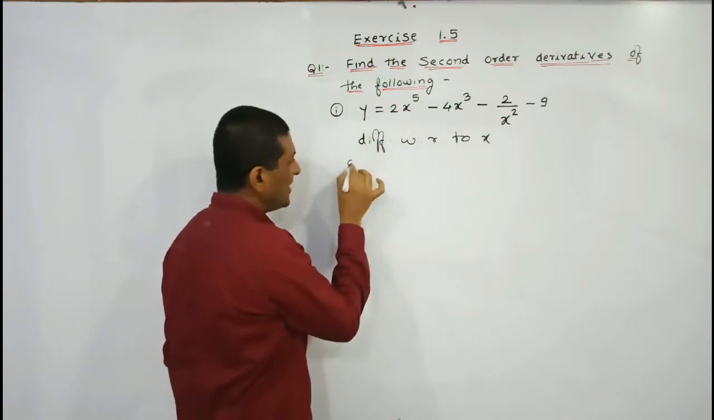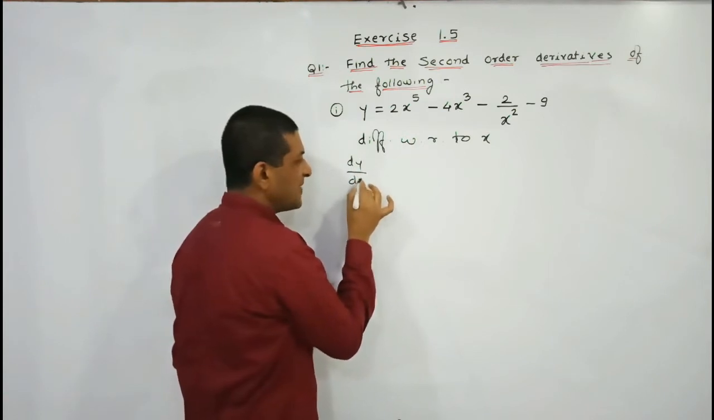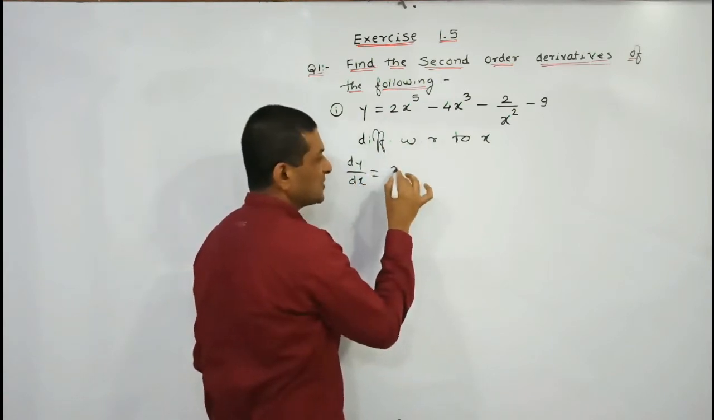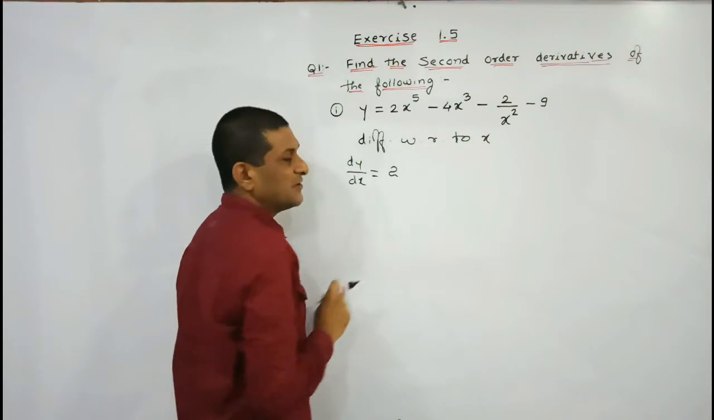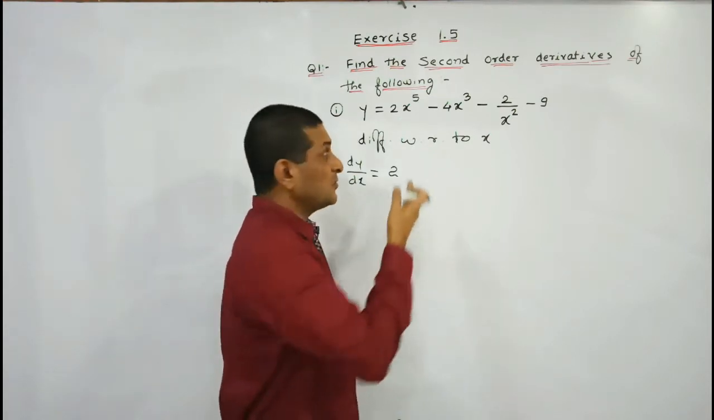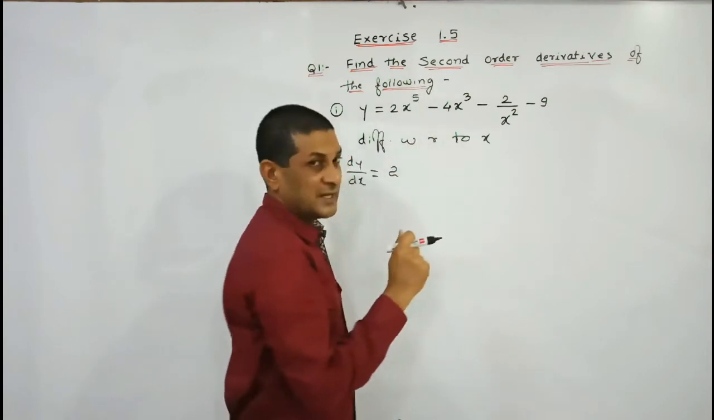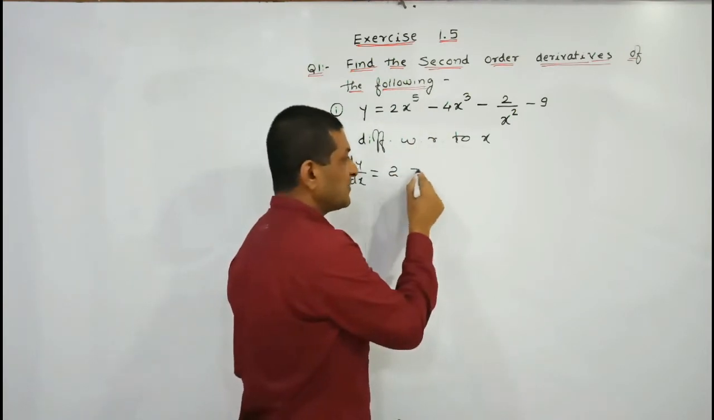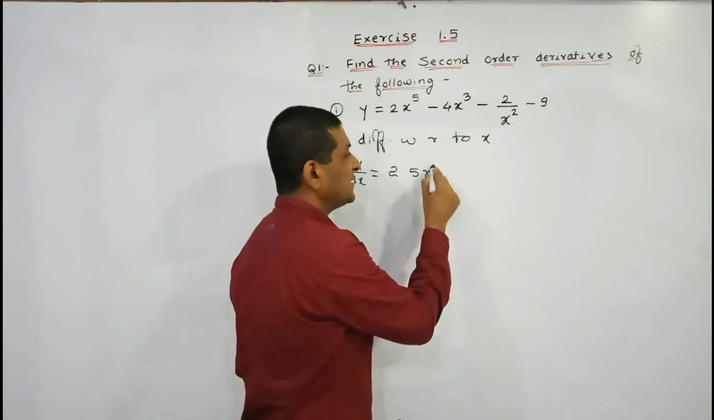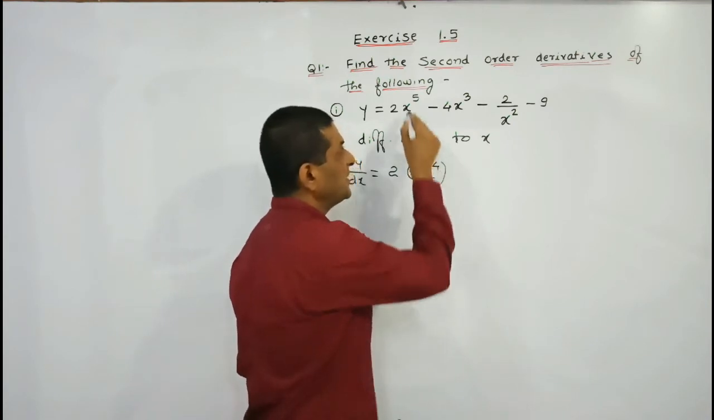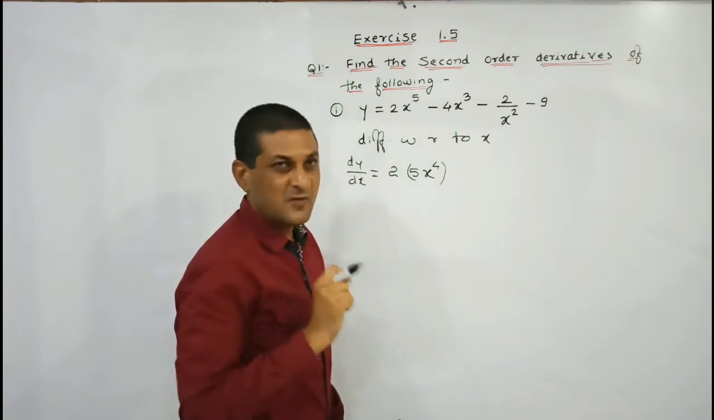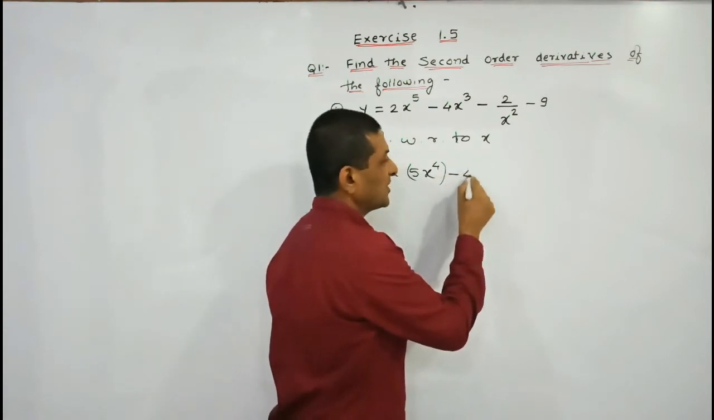The derivative of y with respect to x is denoted by dy by dx. On this side 2 is a constant term, keep it as it is. We are finding the derivative of x raised to power 5. Its derivative can be found applying which formula? X raised to power n. According to this formula, first take the power of f of x as a coefficient, then decrease its power by 1. Means 5 into x raised to power 4 will be the derivative of the first term. Now here minus 4, keep it as it is.